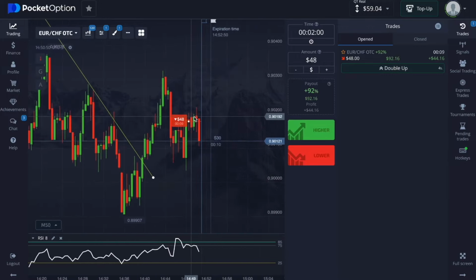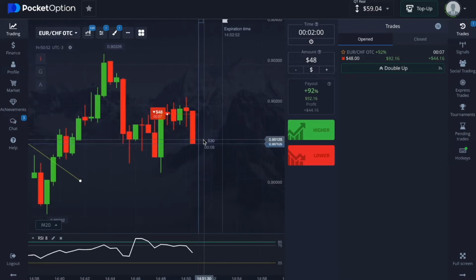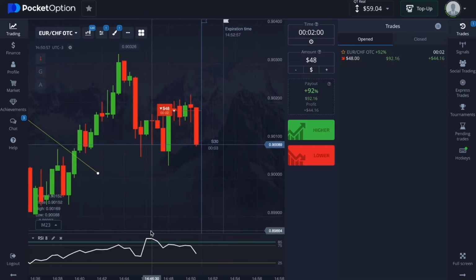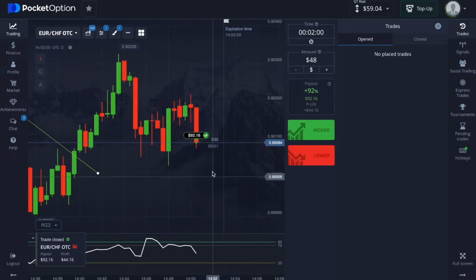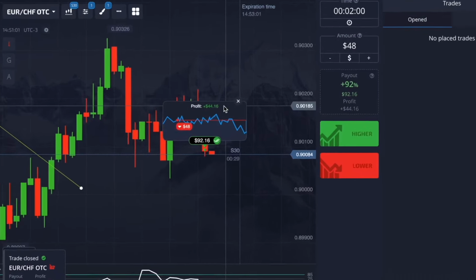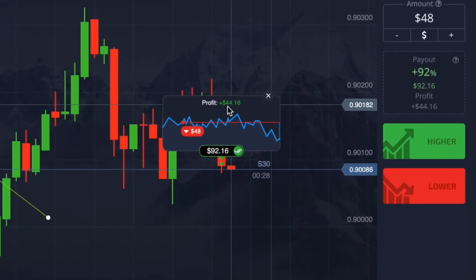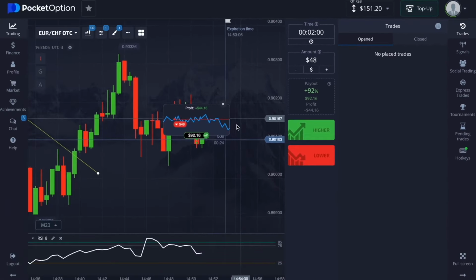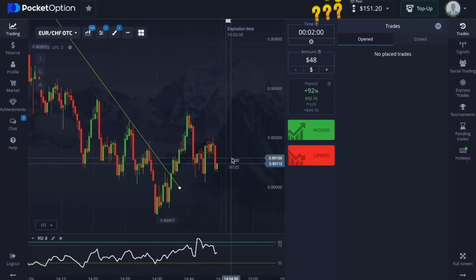The price finally starts to fall, and this was the point I should have waited for initially. So, in such moments, it's important to know how to work with recovery strategies. My trade closes, I compensate for the previous loss, and I earn $44. My balance grows a little bit. It's interesting to see how much I can grow my deposit.